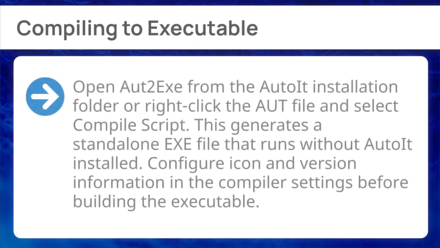Finally, compiling to executable. Open Aut2Exe from the AutoIt installation folder or right-click the AUT file and select Compile Script. This generates a standalone EXE file that runs without AutoIt installed. Configure icon and version information in the compiler settings before building the executable.